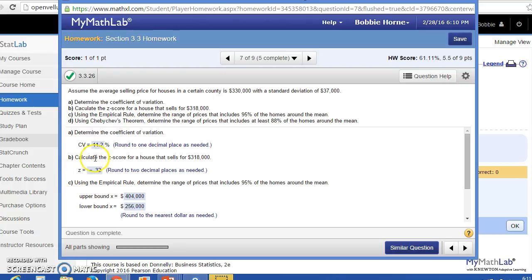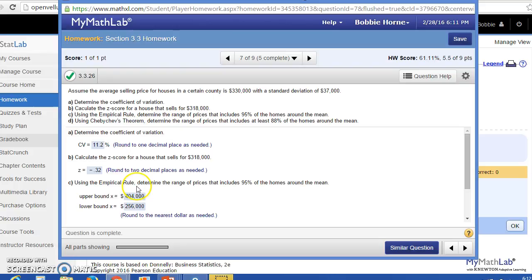The next step is to calculate the z-score for a house that sells for 318,000. To calculate the z-score, you take your 318,000 and subtract your mean, which is 330,000, and divide it by your standard deviation. And when you do that, you will get a negative 0.32.